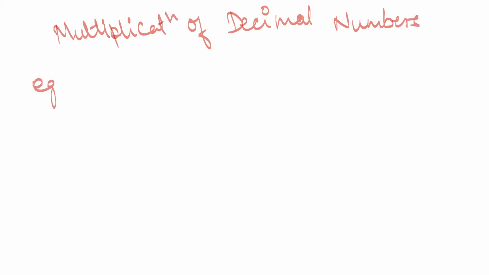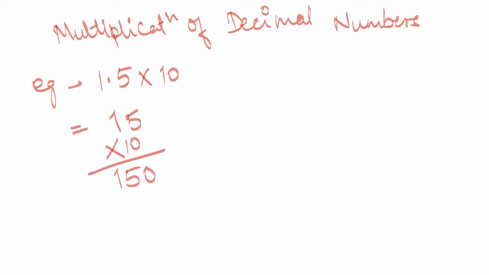Let us take one number as 1.5 into 10. So ignore the decimal and multiply. Ignore means don't see the decimal, just multiply the number. So 15 into 10 will be 150, isn't it? That you know how to multiply. Now you have to see how many digits are there after decimal point. So this is your decimal point and we have just one digit here. So from the back you count one digit and then put the decimal. So the answer is 15.